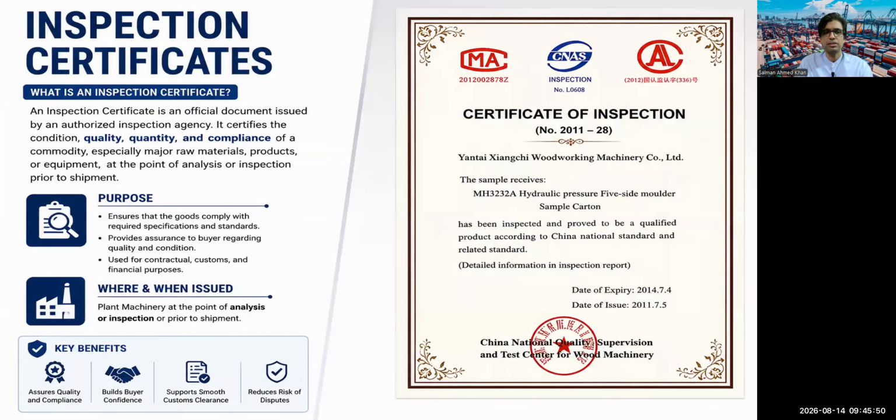Now, this is the inspection certificate, which is actually attached by the supplier. It certifies the condition, quality, quantity, and the compliance of the commodity. Especially, this is incorporated with the major raw material products or the equipment at the point of analysis or inspection prior to the shipment, which ensures that the goods comply with the required specification and standard, and provides assurance to the buyer regarding the quality and the condition.